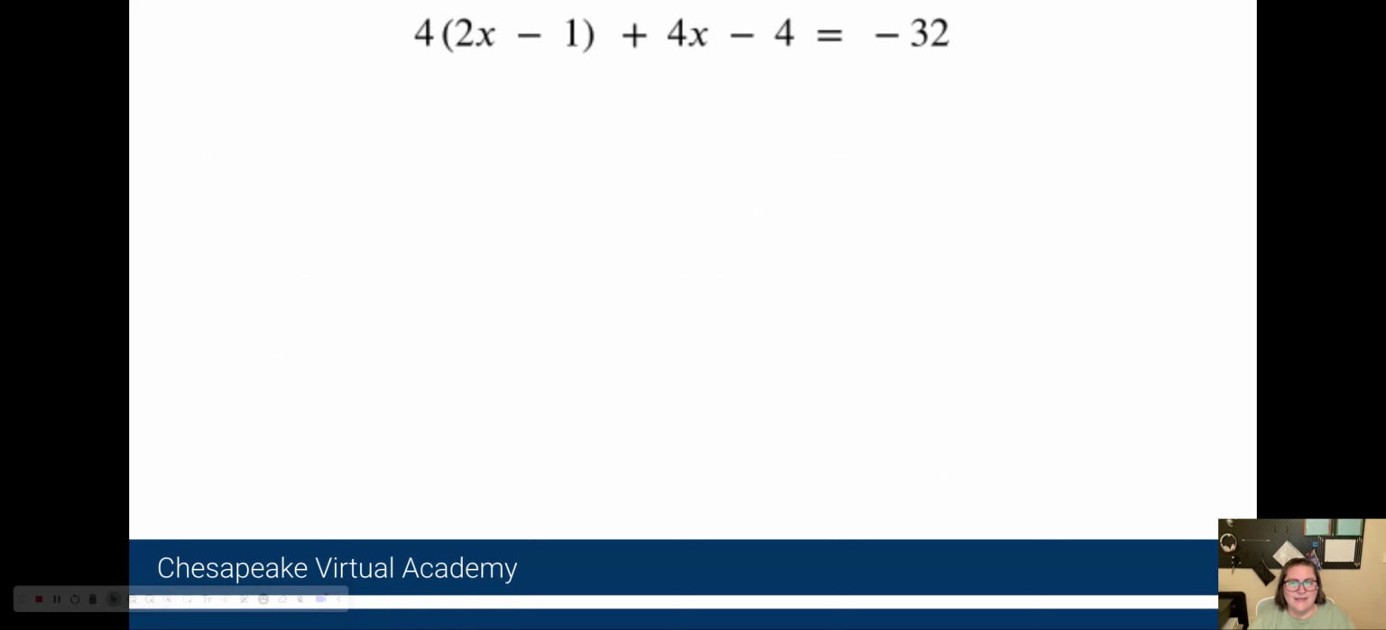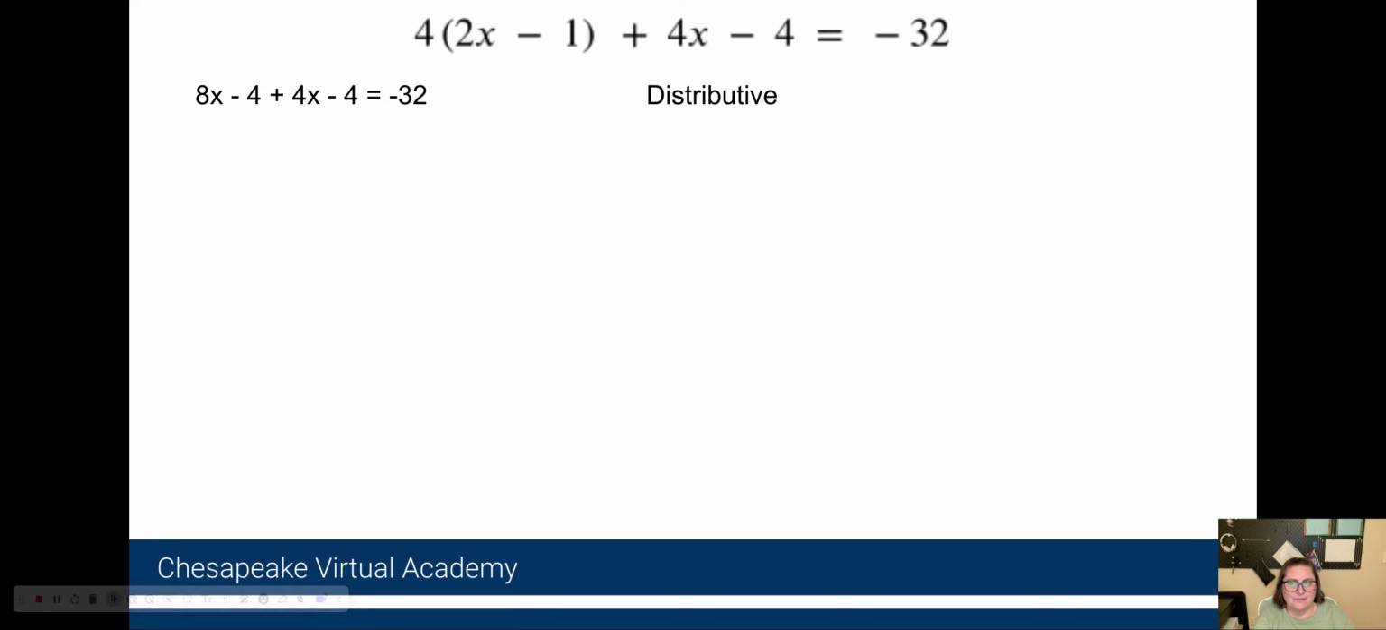All right, so what if we get one like this, where we have a lot of terms, and we are going to distribute first? Well, that's what I'm going to start with, is distributing. So I get 8x minus 4, and everything else stayed the same. So I still have plus 4x, I still have minus 4, and I still have equals negative 32.